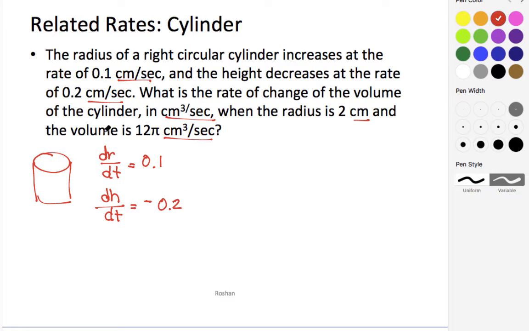What is the rate of change of the volume of the cylinder? So I want dv dt, what is it, when the radius is 2 and the volume is 12 pi.